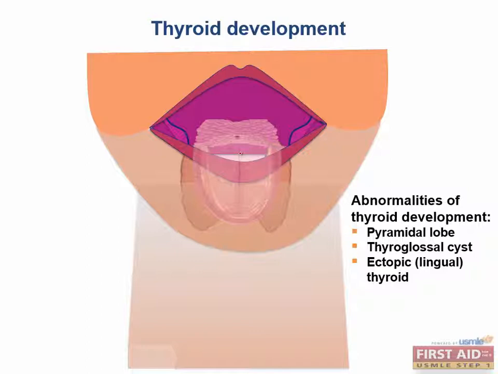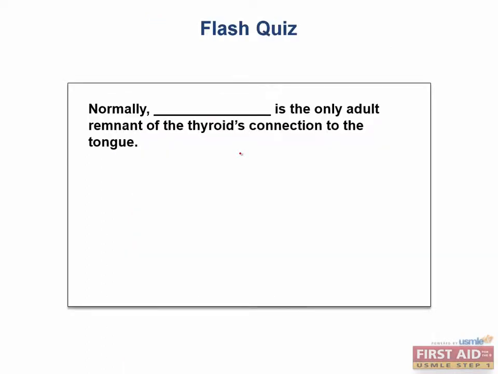Alright, we spent a lot of time on the thyroid, let's see what you remember with a flash quiz. Fill in the blank. Normally, blank is the only adult remnant of the thyroid's connection to the tongue. Go ahead and pause the video if you need a couple seconds. The answer is the foramen cecum, found in the midline of the tongue between the anterior 2/3 and the posterior 1/3 of the tongue. It's that divot that remains after the thyroglossal duct is obliterated.